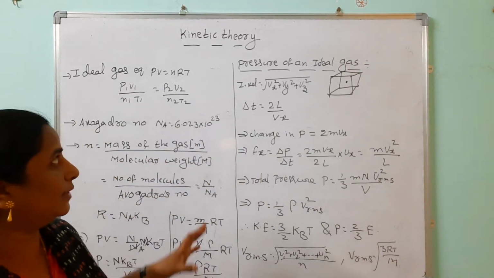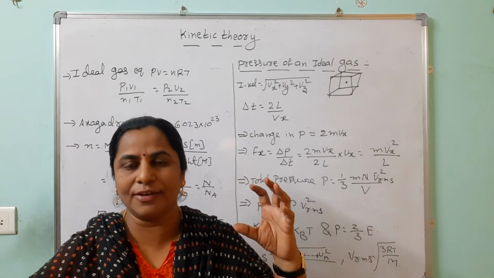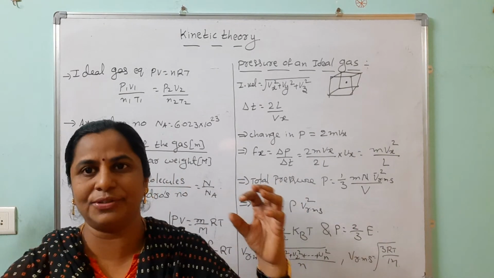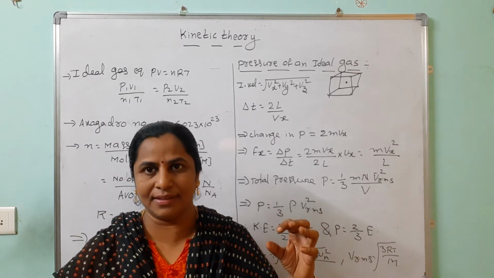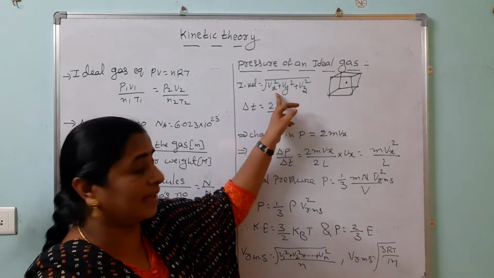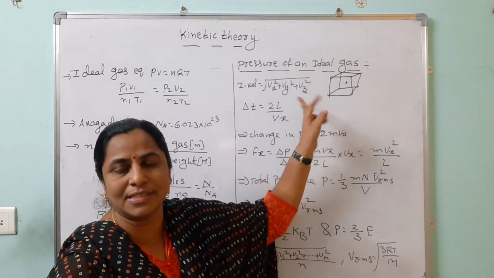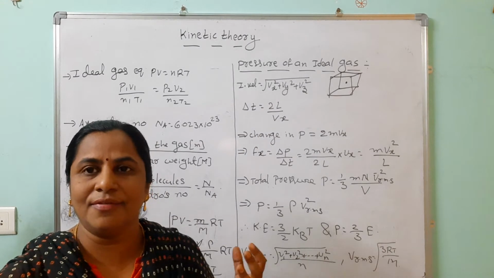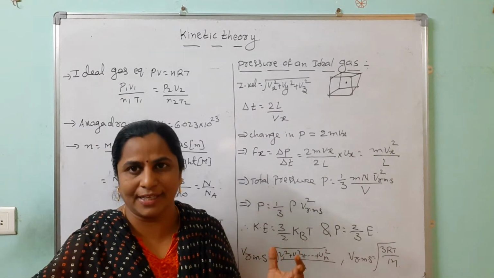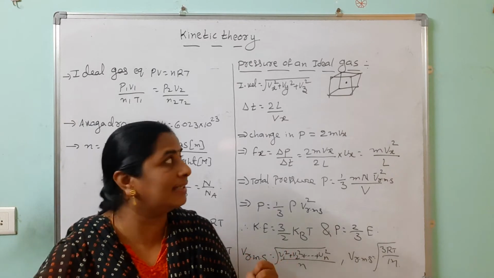Then we are going through the pressure of an ideal gas. We are taking one cube. Inside we consider one molecule having random motion. See, average velocity is under root Vx square plus Vy square plus Vz square. Vx is the velocity along the x-axis, Vy is along the y-axis, and Vz is along the z-axis.